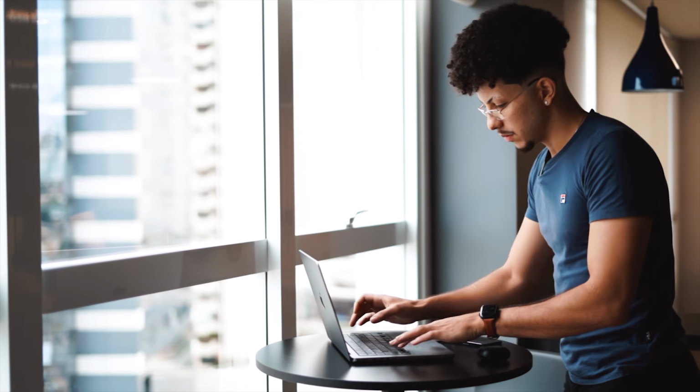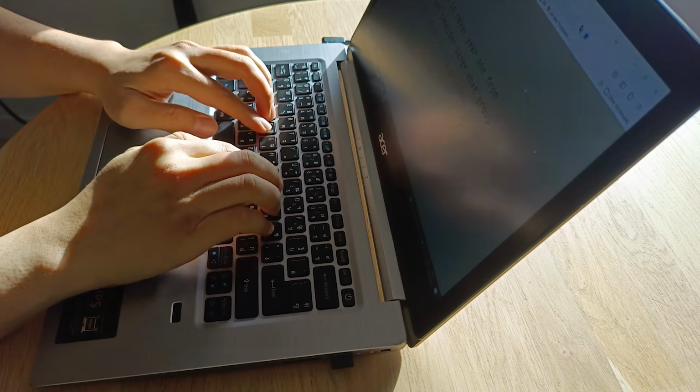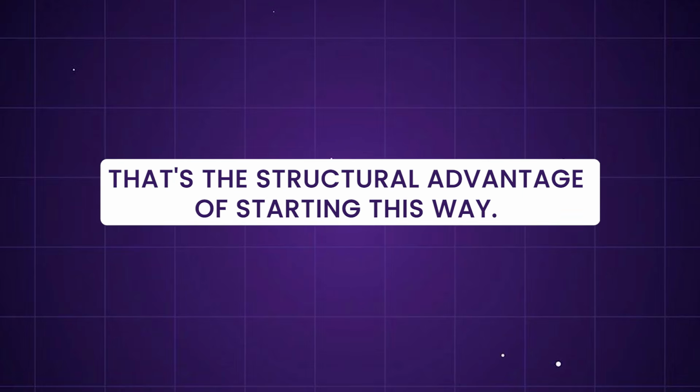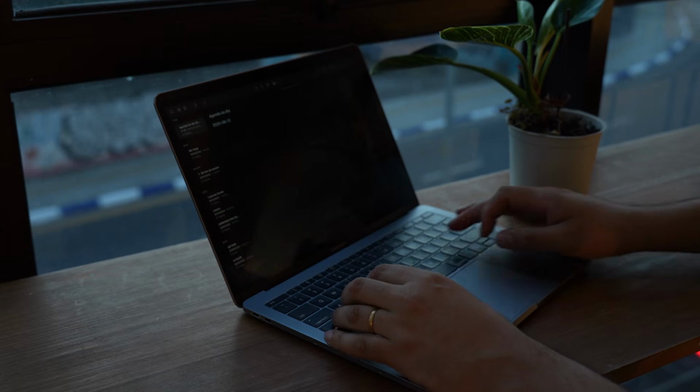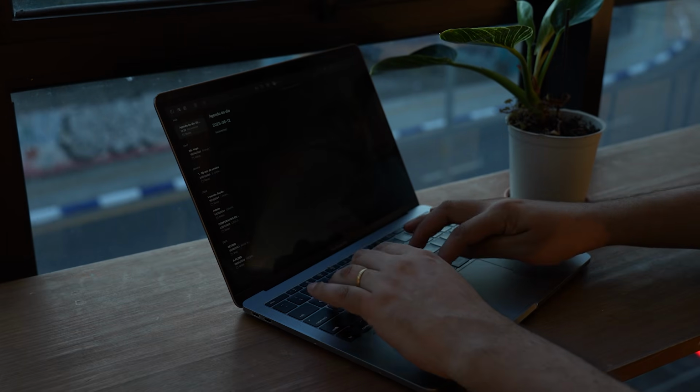Picture what your next 30 days look like once this is running. No more manual research sessions eating your billable time. No subscription sitting between you and your first invoice. Every deliverable you hand a client, built on infrastructure that costs you nothing to run. That's the structural advantage of starting this way. That's what the fork and run method gives you. Not just speed, but a business model that's viable from day one on a free stack.